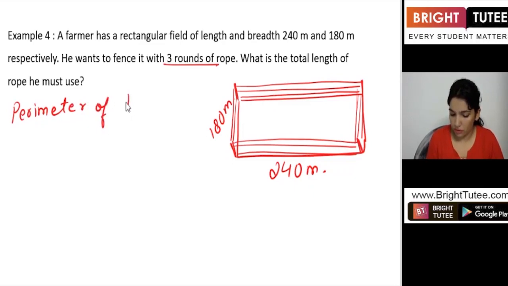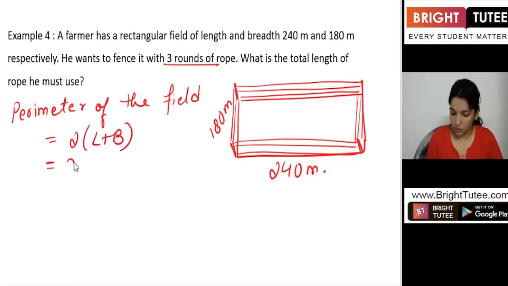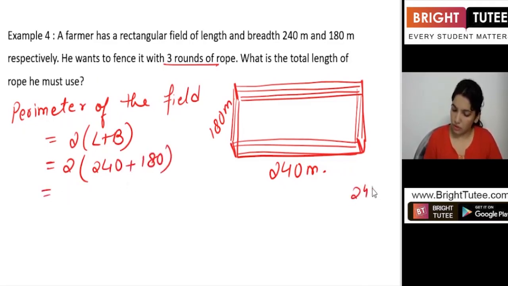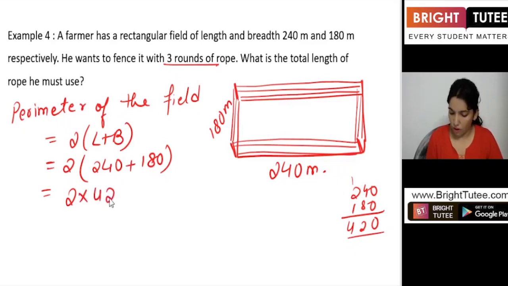The perimeter of the field is equal to 2 times length plus breadth. So 2 times, what is length? 240 plus 180, right? So 0, 2 and 4. So it is 2 times 420, and everything that we are working with is in meters, right? So it is 840 meters.